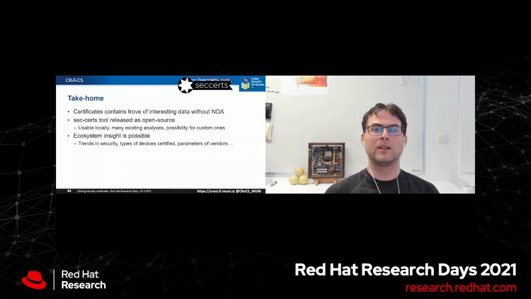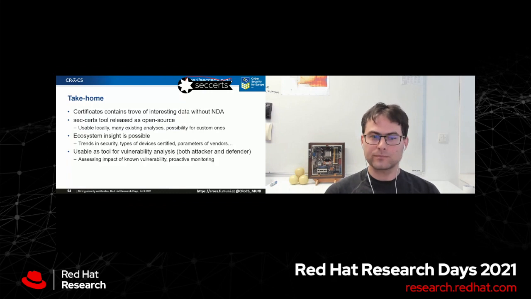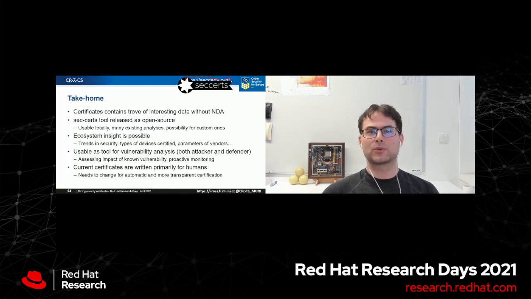An ecosystem around it is possible. We already have a bunch of different ideas and insight graphs on how the situation looks. You can use it for vulnerability analysis, both from the point of view of a pen tester as an attacker as well as a defender. The basic issue right now is that certificates are written for humans, not really for automatization. So for the future steps, let's try to do better on this front.